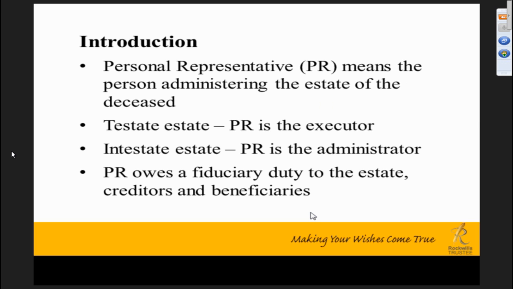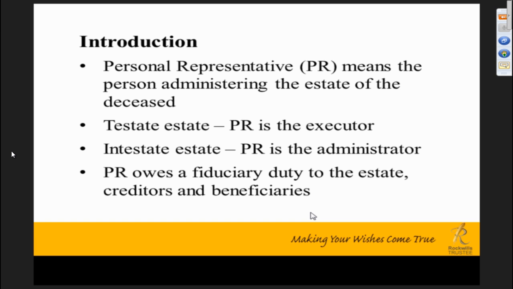Right? Now, the personal representative owes a duty to the estate, to the creditors, and to the beneficiaries. A lot of people are mistaken, thinking that the personal representative only owes a duty to the beneficiaries and can forget about the creditors. In fact, the creditors actually come first before the beneficiaries.